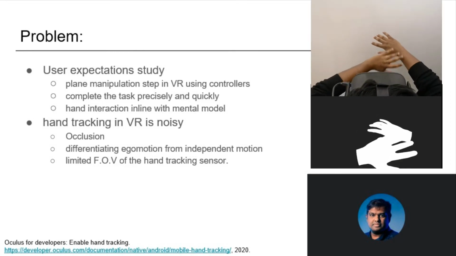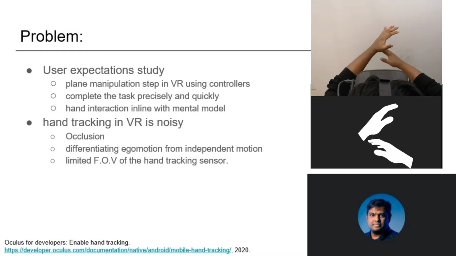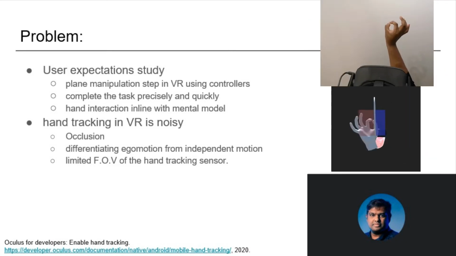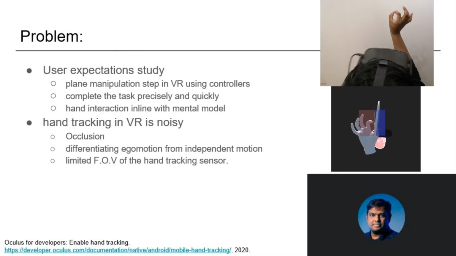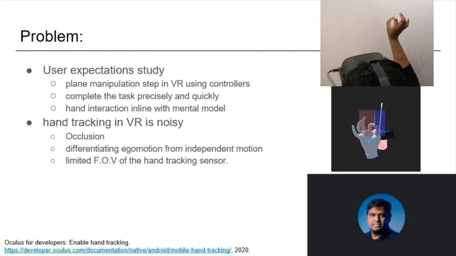Hand tracking in virtual reality is noisy due to occlusion, differentiating ego motion from independent motion, and the limited FOV of the hand tracking sensor. This makes designing for hand interaction challenging, especially for tasks that require precision.